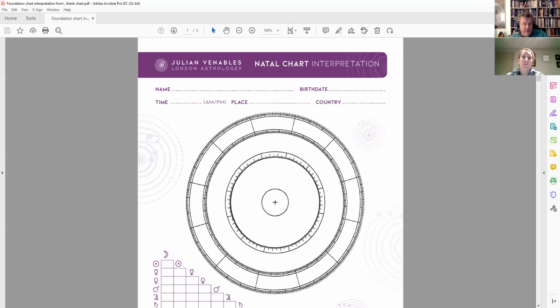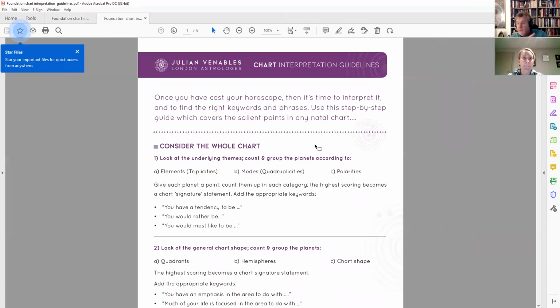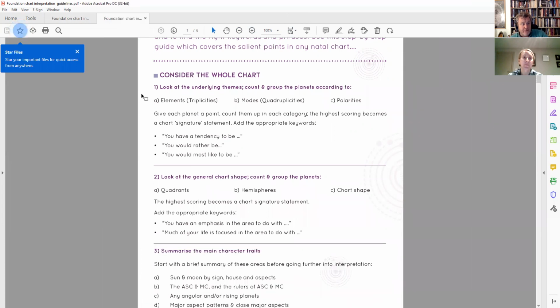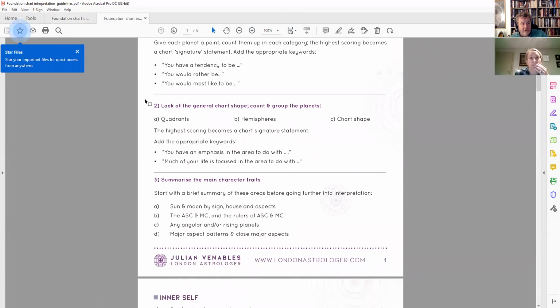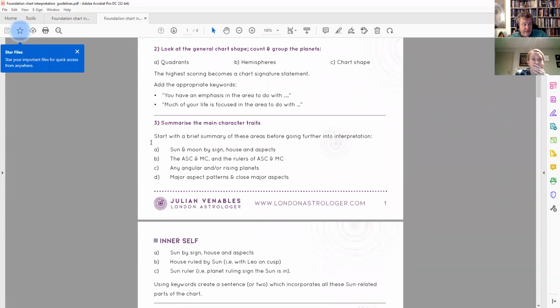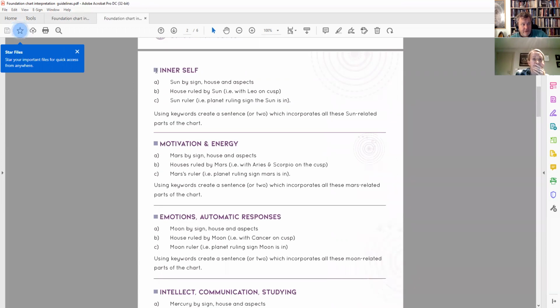I've got another document as well, which is called the Chart Interpretation Guidelines, which is this one. This will come with it. This is how to go through the chart step by step. Once you've cast your horoscope, it's time to interpret it and find the right keywords and phrases. You look at the underlying themes, the general chart shape, you count and group the planets, you summarize main character traits, and then you go into these subsections.